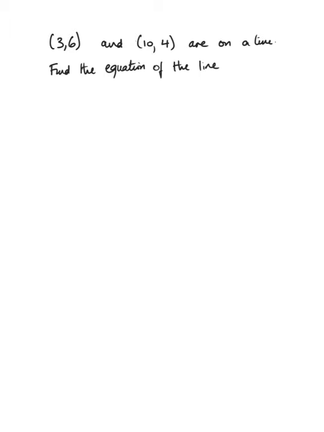Very slightly different. Instead of being given the gradient, we've been given 2 points on the line. All we need to do is make sure we find the gradient using those points. You can use x1 and y1 as either, so I'm just going to use these ones. But it would work for using x1 as 10 and y1 as 4 as well. So m, if you remember, is the difference in y over the difference in x. So here I've got minus 2 over 7.